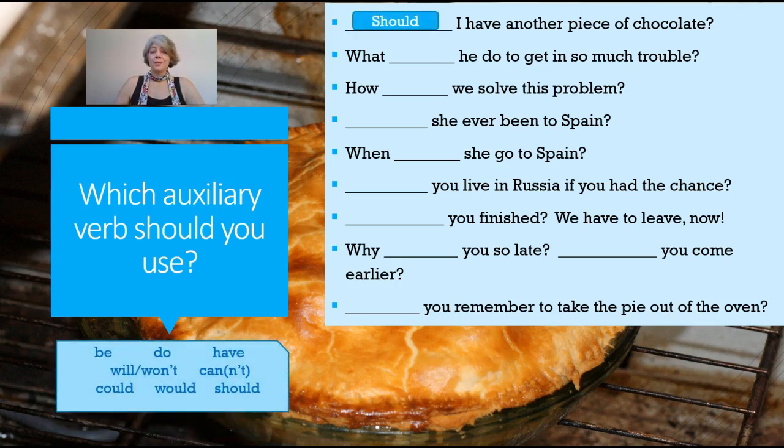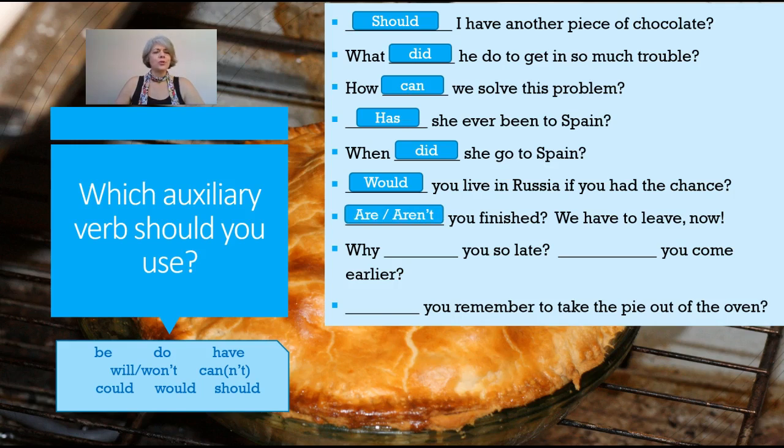Should I have another piece of chocolate? What did he do to get in so much trouble? How can we solve this problem? Has she ever been to Spain? When did she go to Spain? Would you live in Russia if you had the chance?